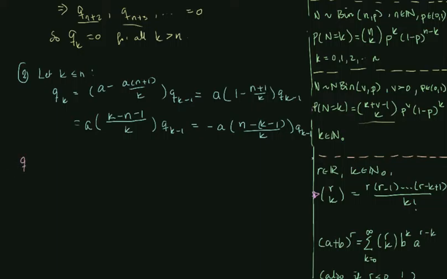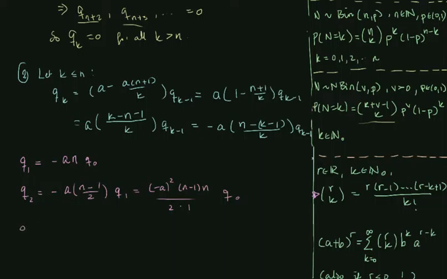So we can try and look at how q_1 looks in terms of q_0 first. So that is minus a multiplied by (n minus 0) divided by 1. So it's minus a n multiplied by q_0. And then I have q_2, which is minus a (n minus 1) divided by 2 multiplied by q_1. Now, when I plug in the value of q_1, what I get is minus a squared multiplied by (n minus 1) multiplied by n divided by 2 multiplied by q_0.